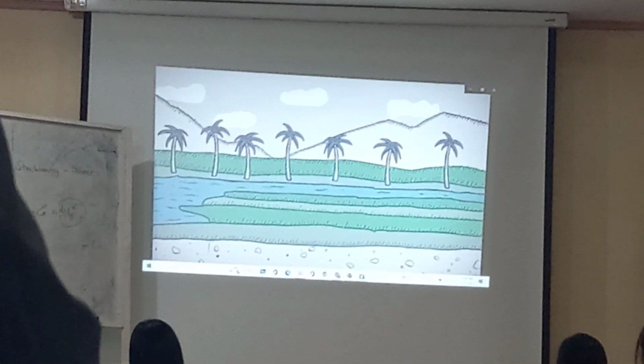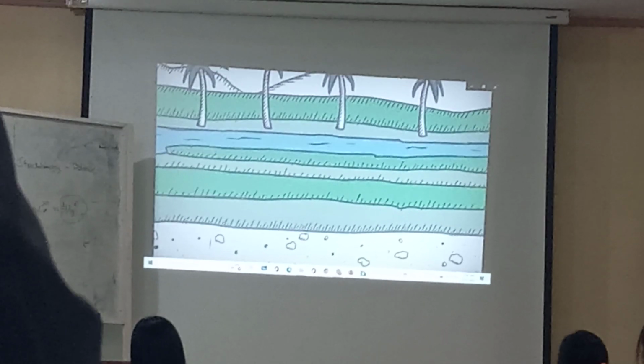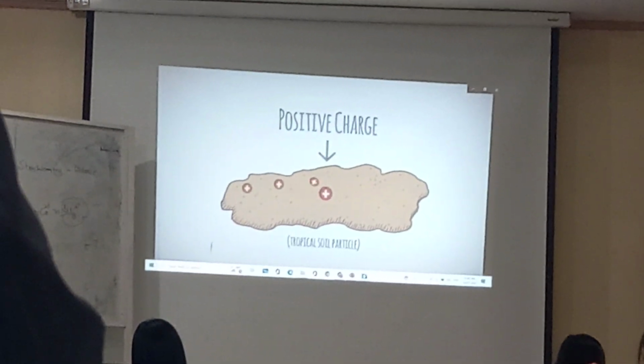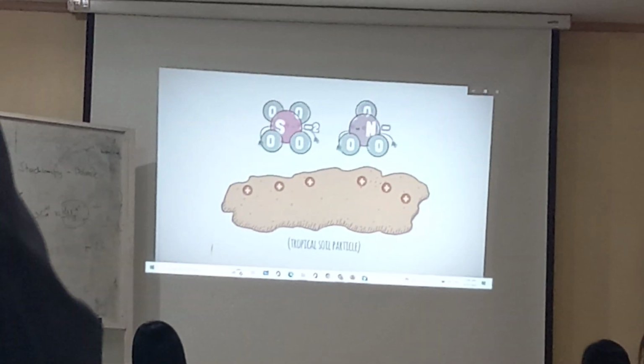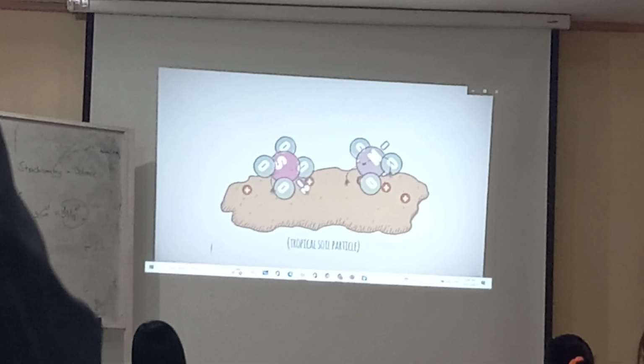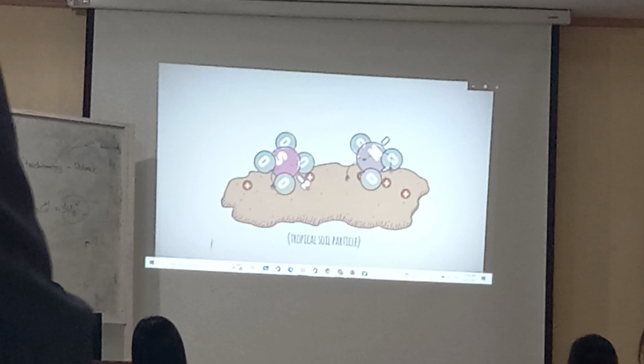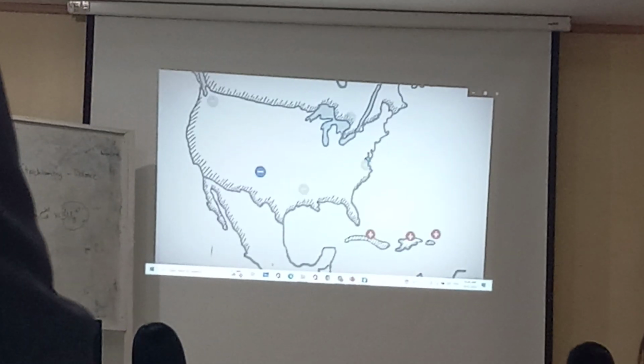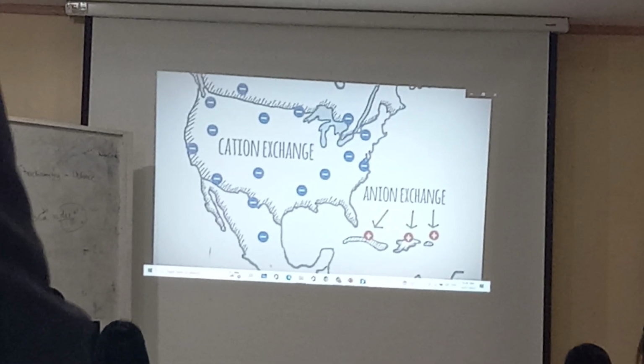Of course, all soils are different. There are soils in the tropics, for example, that have positively charged soil particles. And in that case, it's the anions, not cations, that are held temporarily and then exchanged with other anions. Most soils, however, have negatively charged particles.